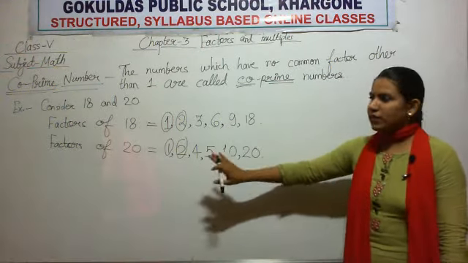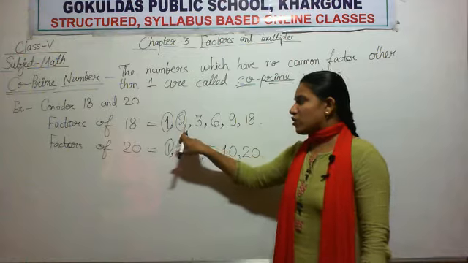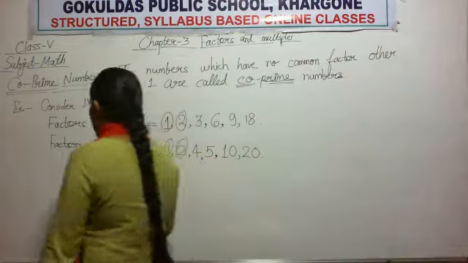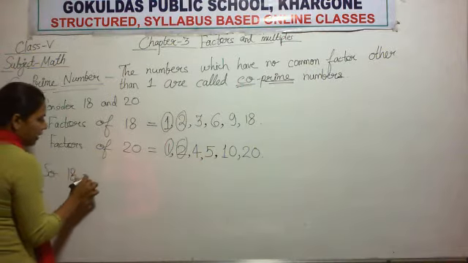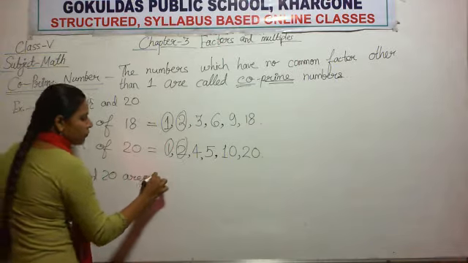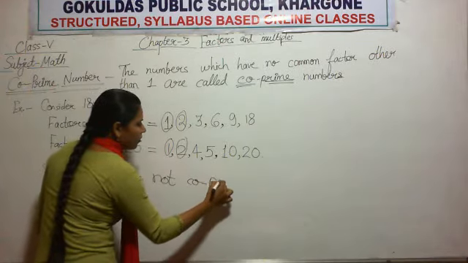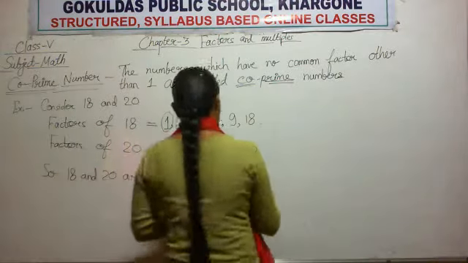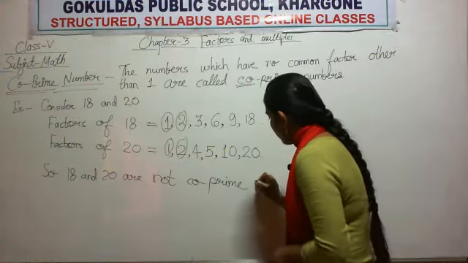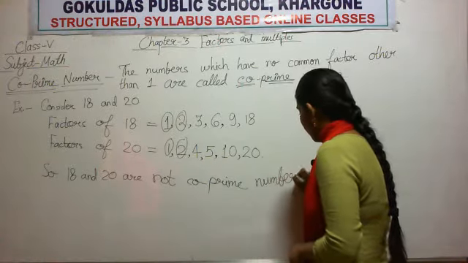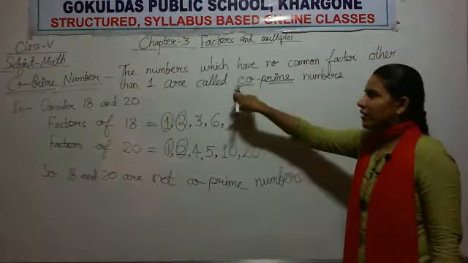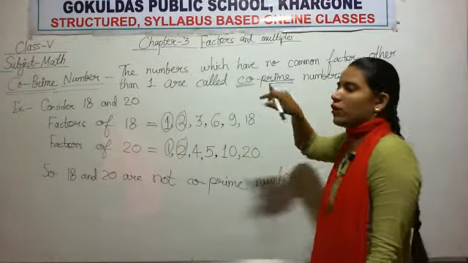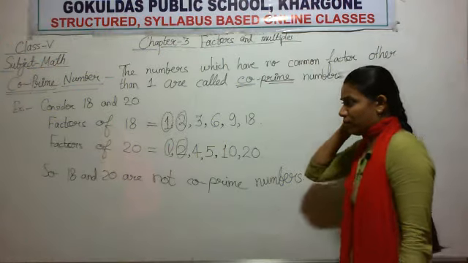So here we observe that there is one extra common factor other than 1. So we conclude that 18 and 20 are not co-prime numbers. You cannot call 18 and 20 co-prime. Why? If you want to know why, then read the definition. The numbers which have no common factor other than 1 are called co-prime numbers.